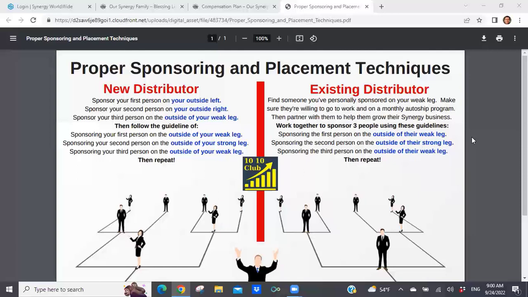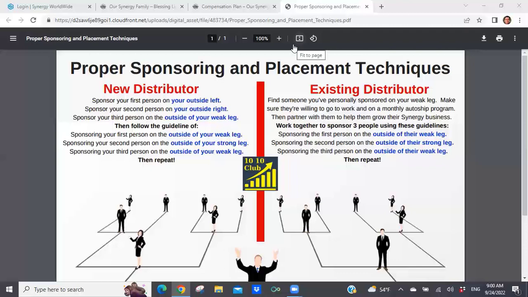We're going to be looking at proper sponsoring and placement techniques. We've done this presentation several times in the past. It's always good to review this because if you're adding new distributors to your Synergy Worldwide organization, depending upon whether you're a new distributor or an existing distributor that has a fairly large organization, there are some techniques that you want to use to make sure that you can properly grow your Synergy business. And so we're going to be looking at those techniques.